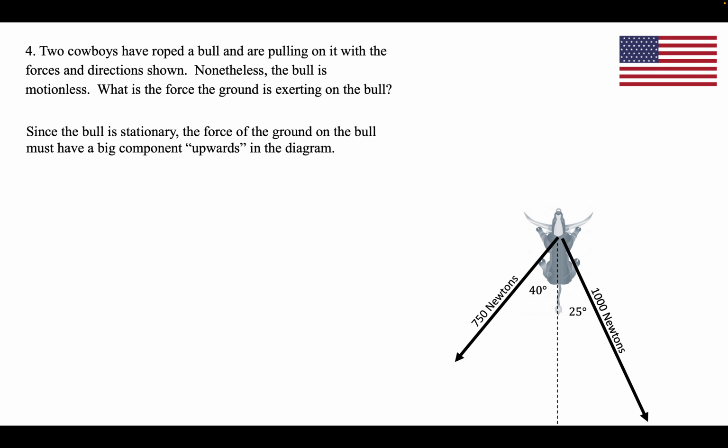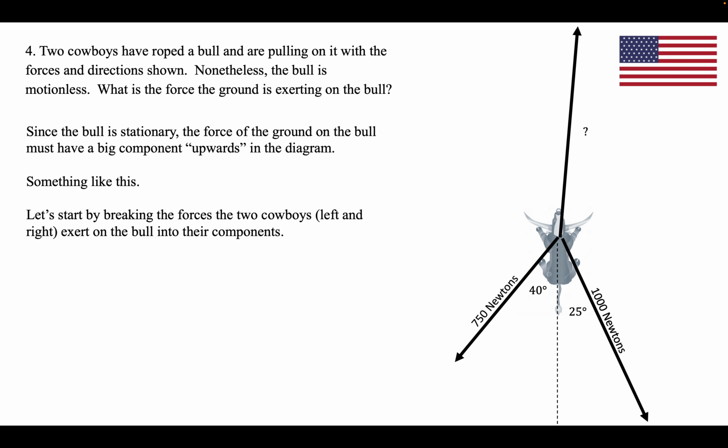The bull is stationary, so the force of the ground on the bull must be upwards in the diagram. Something like this. Something like that. We're not sure where it is. We can calculate it. So the way we calculate it is by breaking the forces from the cowboys, these two cowboys, left and right, into their components, the horizontal and the vertical components.